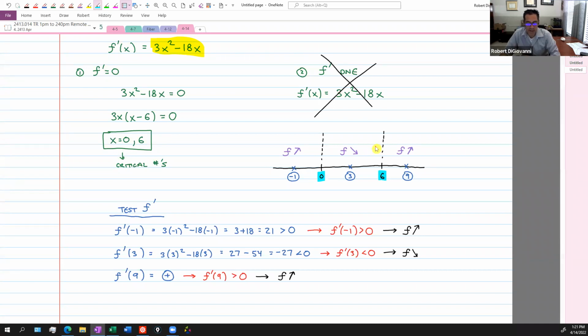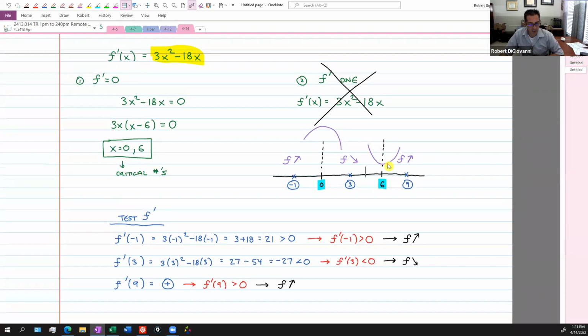So since it goes up and down, you can almost think of what the graph would look like. It has to go up and then back down, and then over here, it's got to go down and back up. So we should have a local maximum here at 0, and we should have a local minimum here at 6. Understand? So let's answer the questions now.